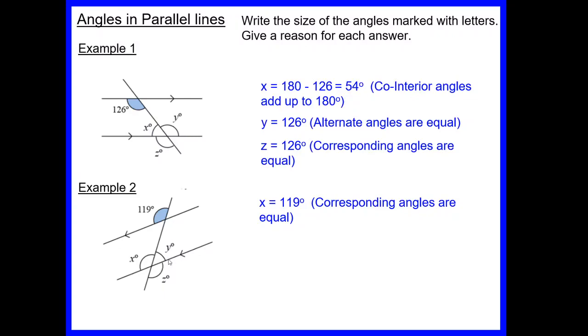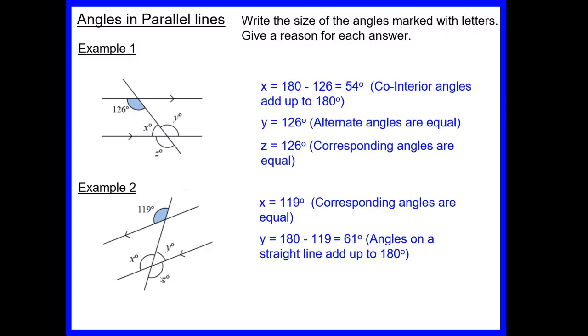Then let's have a look at how we can find y. We now know x is 119, so we can use that to help us find the angle y. We've got a straight line here. We know that angles on a straight line add to 180 degrees, so 180 minus 119 is 61 degrees. And we've stated our rule, angles on a straight line add up to 180 degrees.